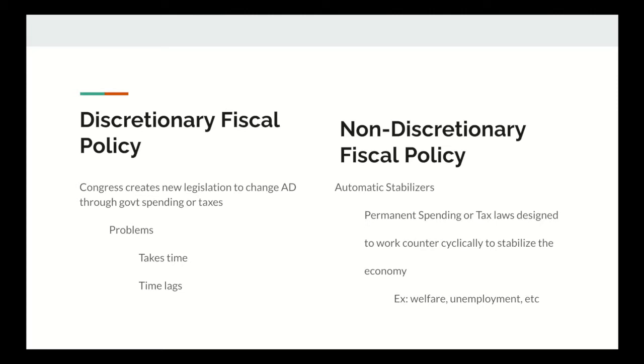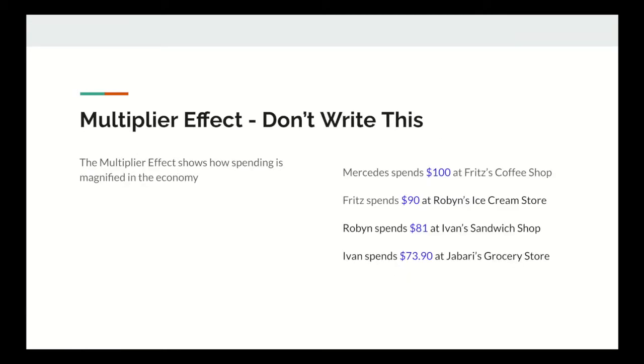If we go into a recession, lower income with fewer people working is going to lead to fewer income taxes being taken out. People aren't going to get taxed as much when they're not making as much money. And then when we get into an inflationary period and prices are going high and people are spending more and more money, the multiplier effect shows how spending is magnified in the economy.